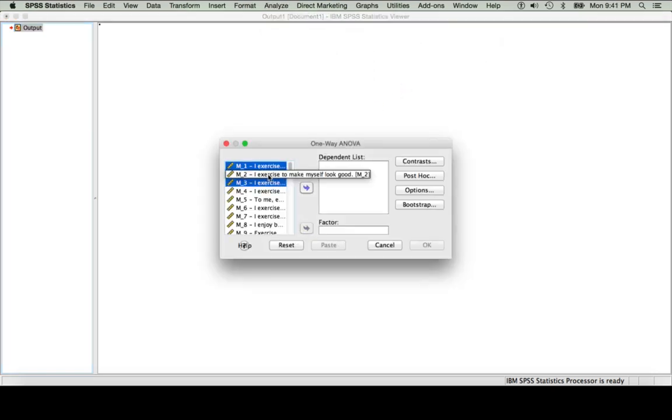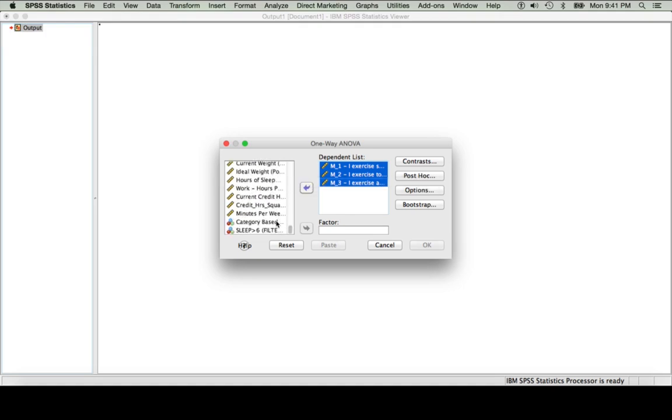Just for simplicity, we'll use the first three, M1 through M3, as our dependent variables. And instead of gender, let's use a three-level categorical variable. As you recall, we created one based on the total length of time that they exercised, and we categorized them into low, moderate, and high. So we can click that one over, and we can hit OK.